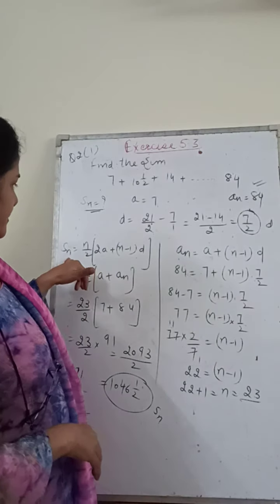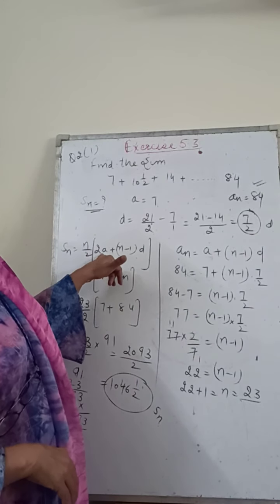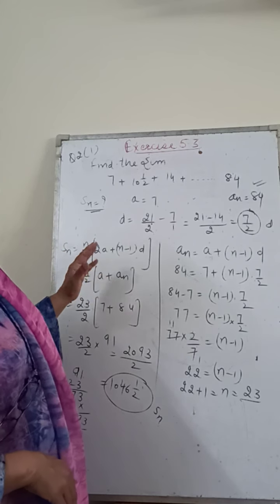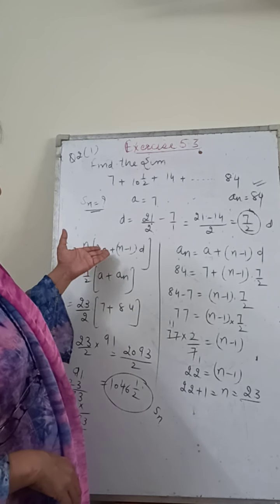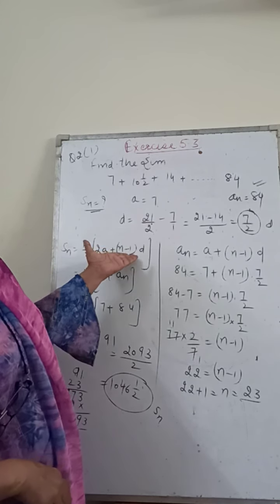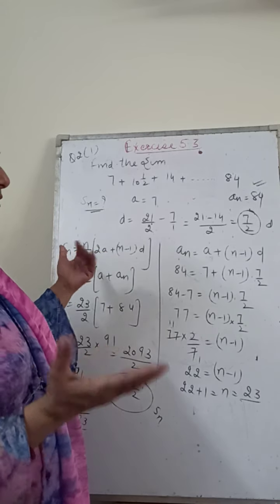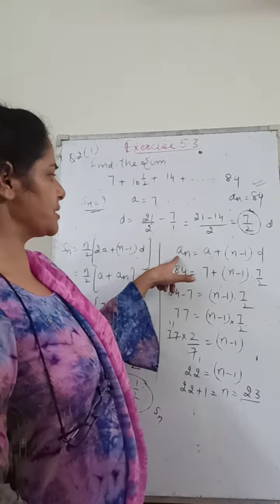Now, you are asked to find Sn. So, for Sn, the formula is n by 2, 2a plus n minus 1 into d. Yeah, n by 2, a plus an. In both these formulas, a is there, d is there. So, you want n also. Here also you want n. N is not given. So, for finding n, we will use this formula.